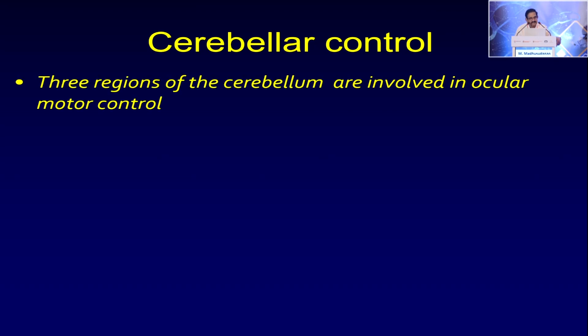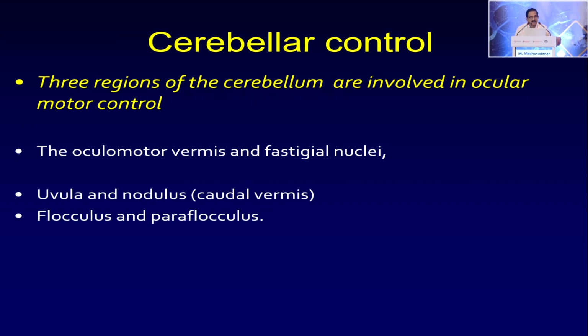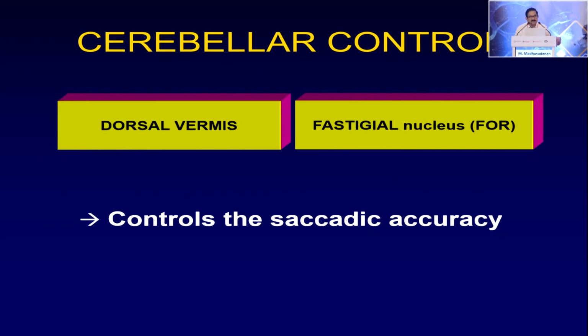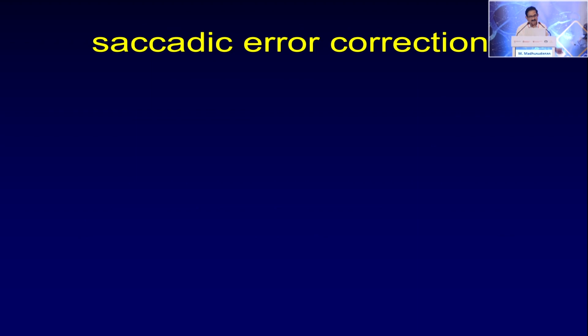Now the important control is cerebellar control. Three regions of the cerebellum are involved in oculomotor control: the oculomotor vermis and fastigial nucleus, the uvula and nodulus, and the flocculus, that is, the vestibulocerebellum. Now let us take this particular part, the dorsal vermis and fastigial nucleus. What do they control? The saccadic accuracy, to stop exactly at the point of interest, so it does not overshoot or undershoot. The other, flocculus and paraflocculus, stabilizes the neural integrator as told before. So what will happen? The eye cannot be sustained in one position, it drifts back to the primary position.